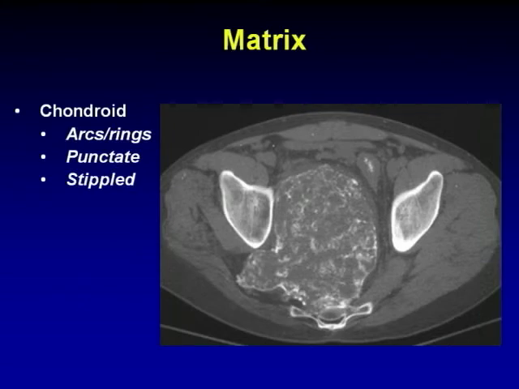On the other hand, chondroid calcification, commonly described as calcification that looks like arcs, rings, punctate, or stippled calcification. Of course, we're going to think about chondrosarcoma, as was present in this case.